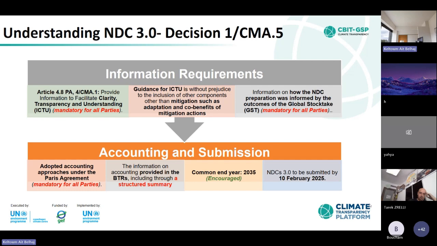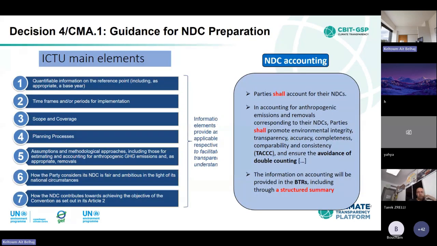And the last thing is about the deadline. We will talk further about this. It was 10 February 2025. This is just an overview of the ICTU main elements, and I think my colleague Fernando will take you over all of these elements.